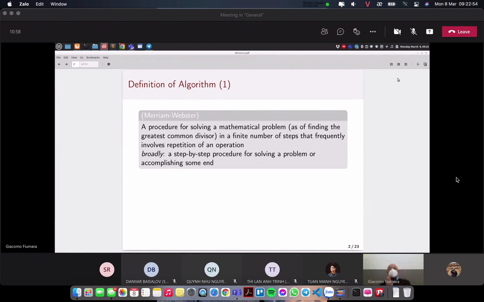So, the first definition is that we are facing some mathematical problem. It must be composed of a finite number of steps. This is another very important ingredient, and frequently, not always, but frequently, we have some kind of repetitions.